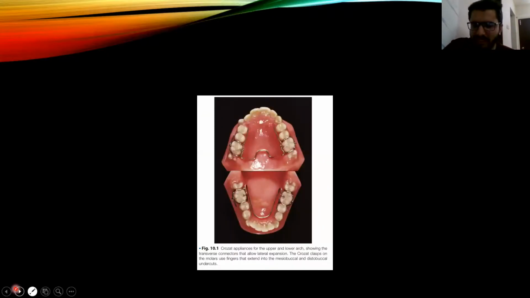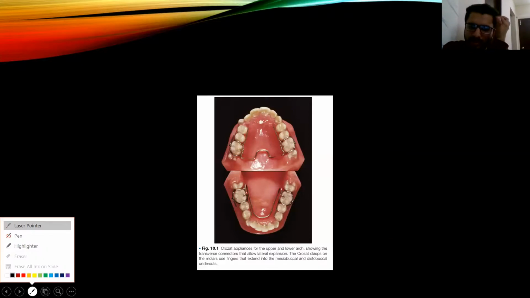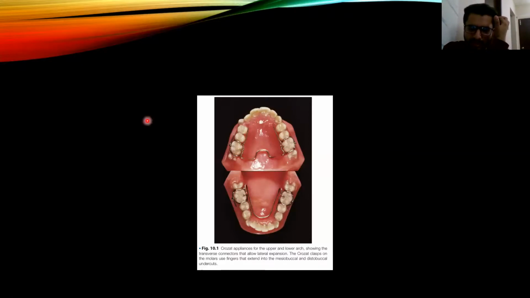So this is a Crozat appliance for upper and lower arch transverse correction. If an image based question comes, you can answer this. You can take a screenshot or it's there in the chat, right? In the group. Don't select this as a W appliance. See the difference on the occlusal surface. There's one extension. There's fingers.